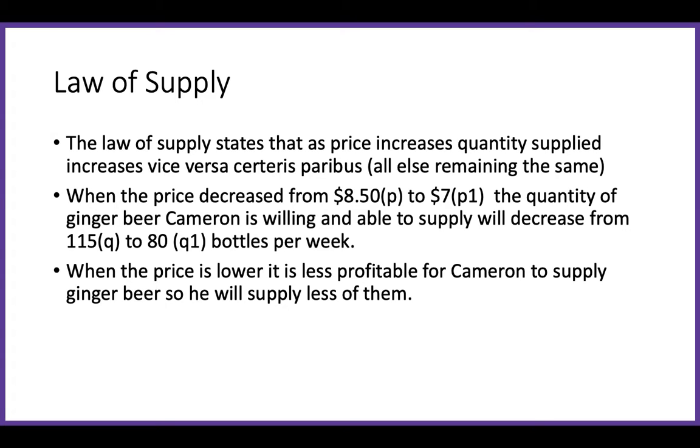Now, let's move into talking about it. We've got our law of supply. Law of supply states that as price increases, quantity supplied increases, vice versa, ceteris paribus, all else remaining the same. In Cameron's case, we are in that vice versa, the other way around. When price decreases, quantity supplied decreases. So the price has decreased from $8.50, which was P on our graph, to $7, which is P1 on the graph. The quantity of ginger beer Cameron is willing and able to supply will decrease from 115 bottles to 80 bottles per week. When the price is lower, it's less profitable for Cameron to supply the ginger beer, so he will supply less of it.